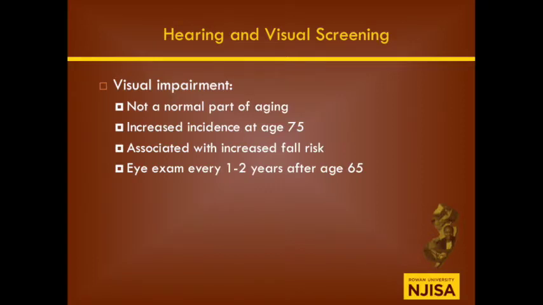Visual impairment is not a normal part of aging. There's increased incidence at age 75, and not surprisingly, this is associated with increased fall risk. So an eye exam every 1 to 2 years after age 65 is appropriate.